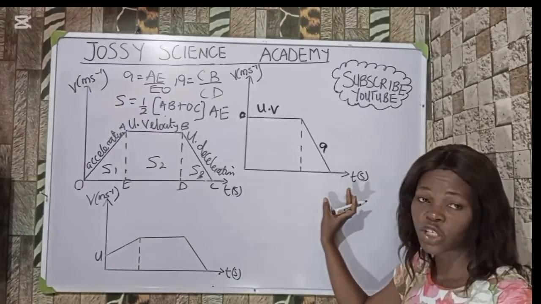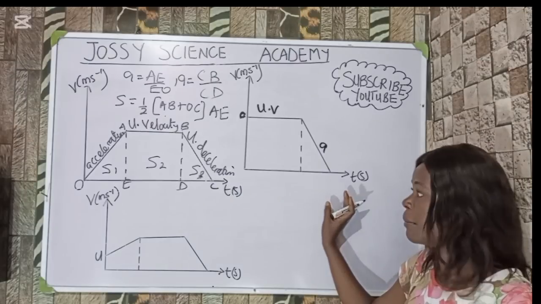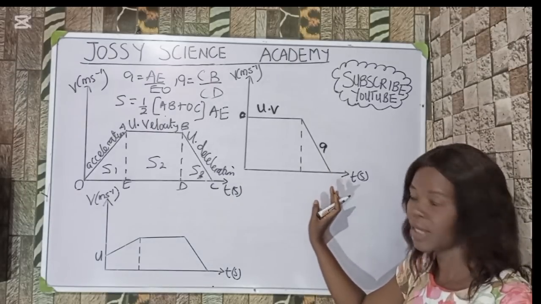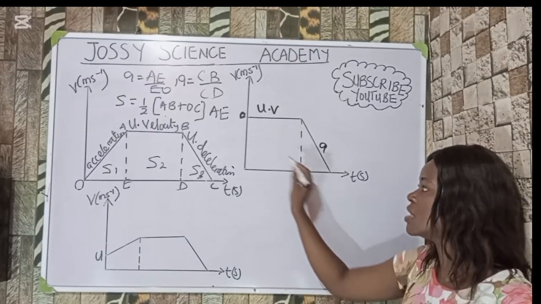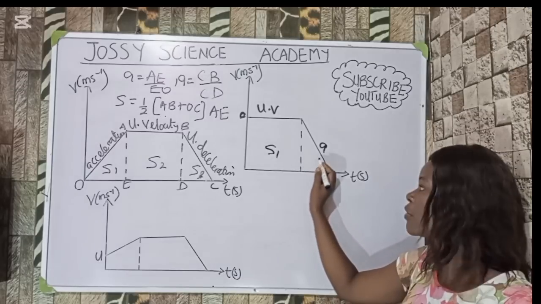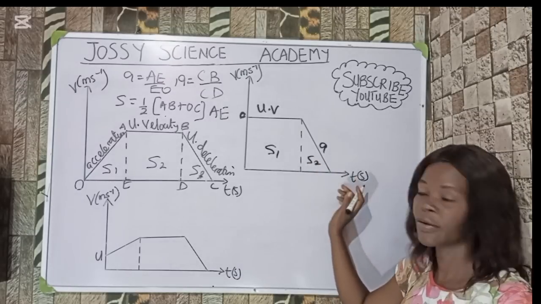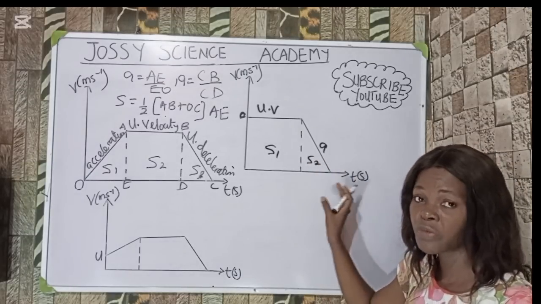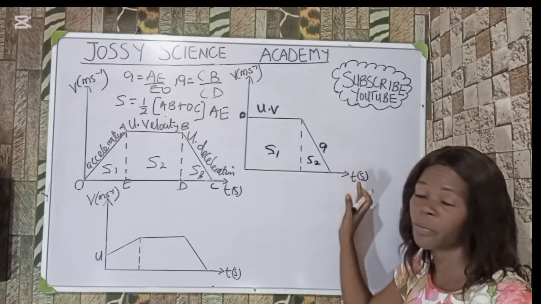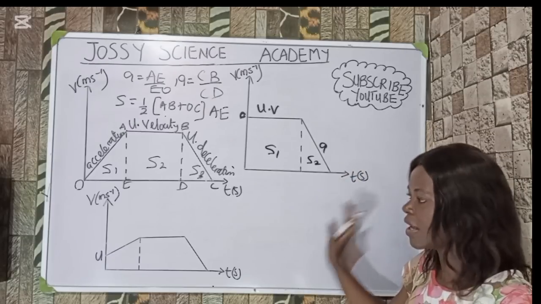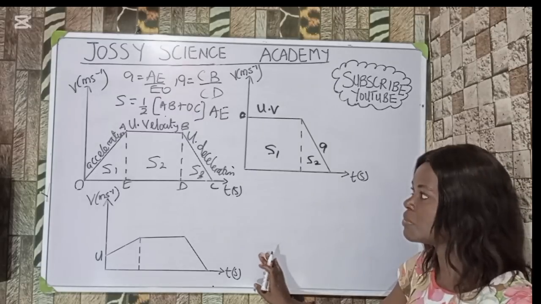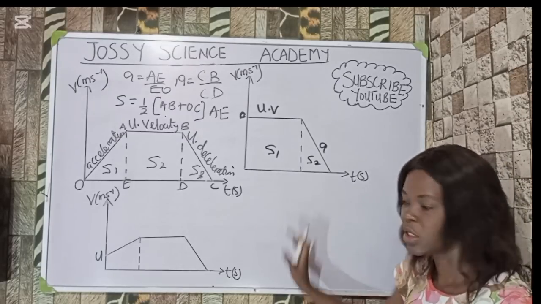You can actually use the shape of a trapezium to solve it, or you can also use this, which is a rectangle, and this, which is a triangle. When you add them together, it's going to give you the total distance traveled, with this same formula on the board. Is that clear?